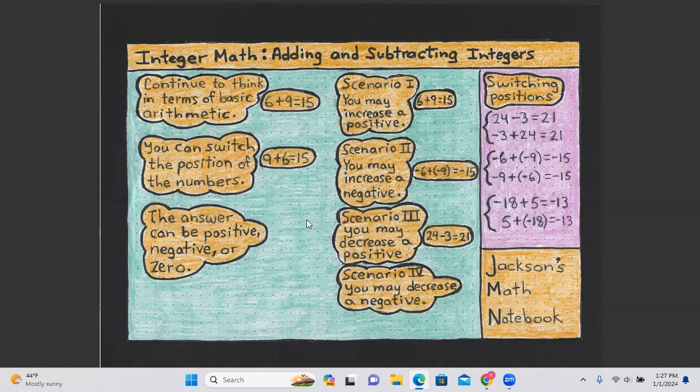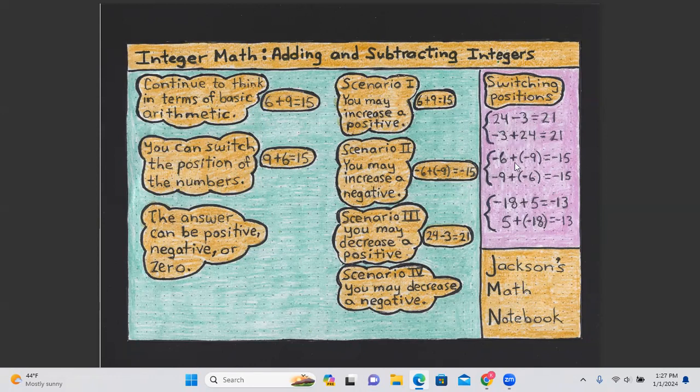Scenario 4, you may decrease a negative, meaning that if you already owe money, you can pay it off to the point where you don't have to owe it anymore. And so here are some ways you can switch the position of some equations. 24 minus 3 equals 21, and that is the same as saying a negative 3 plus 24 equals 21.